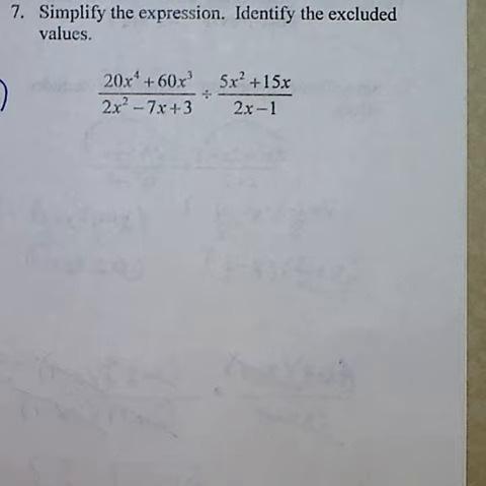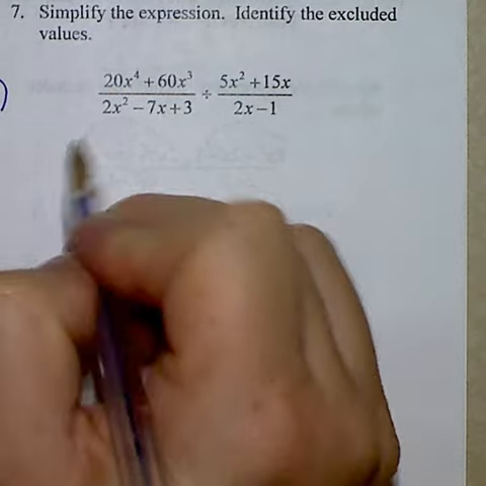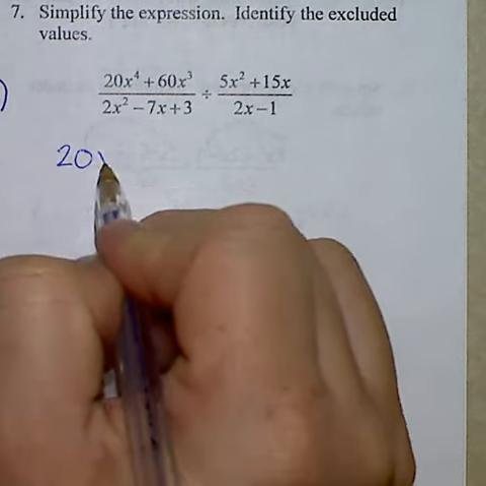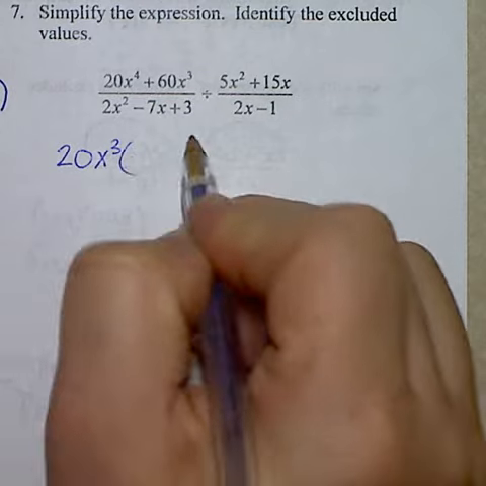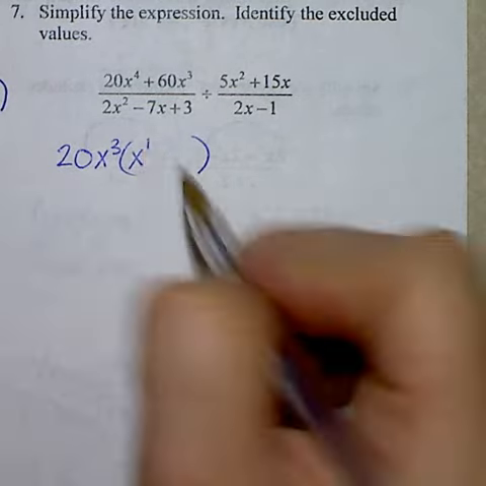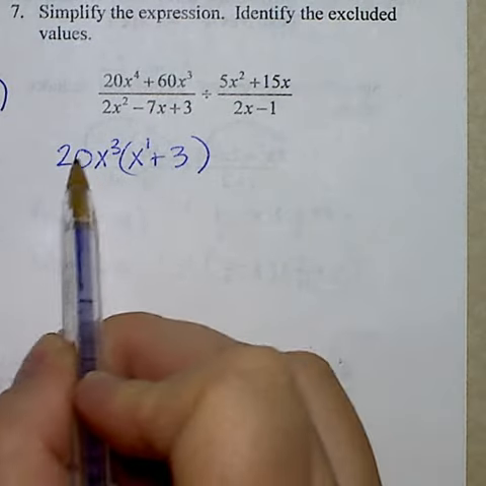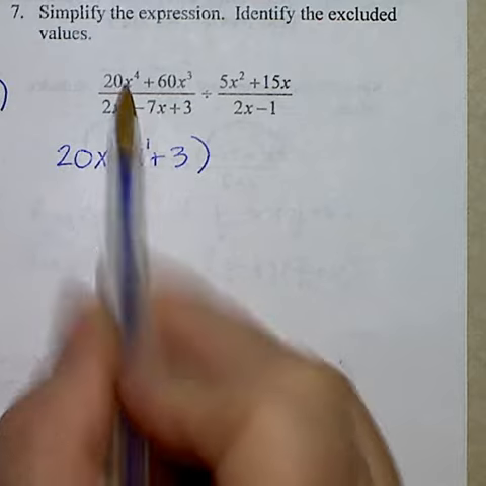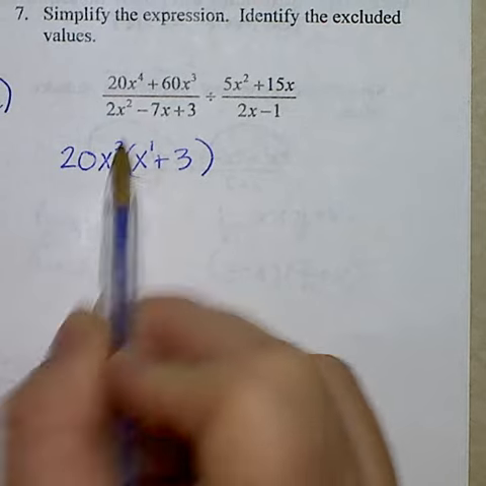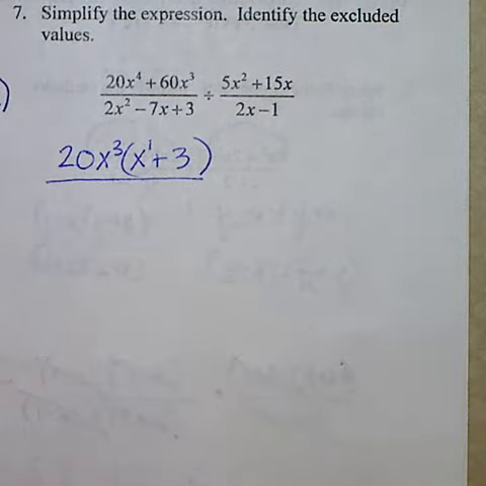Number seven, simplify the expression and identify the excluded values. So when I look in the numerator of the first fraction, I can factor out a 20x cubed, and I'd be left with 1x to the first plus 3. Let's make sure I did this correctly. 20x to the fourth plus 60x to the third. Good to go. In the denominator, I'm going to come off to the side.